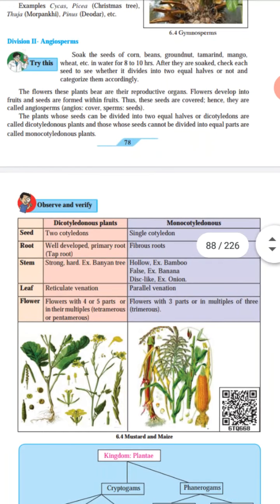Okay. The next, root. In dicotyledonous plants, roots are a well developed primary root, that is taproot, and in monocotyledonous plants, roots are fibrous roots.